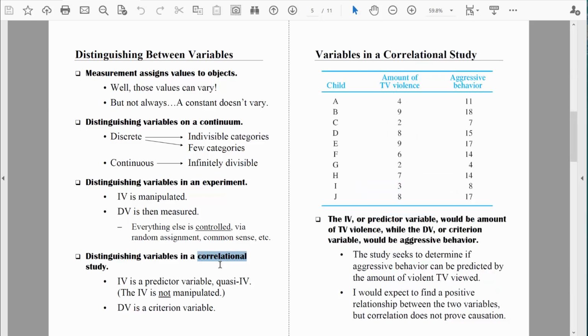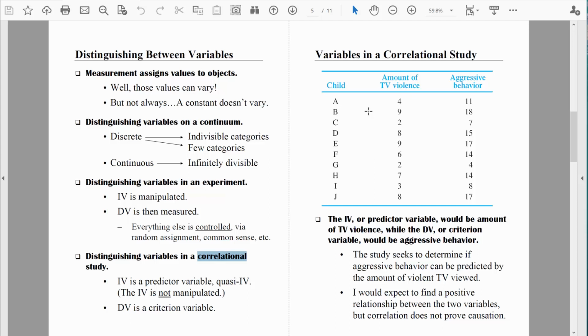You're going to see that in a correlational study, you don't have nearly as much control as you would have in a true experiment. I'm a social psychologist, so we'll look at an example from social psychology. Here we might be asking this type of question. Does watching violent TV have an effect on a child's aggressive behavior?